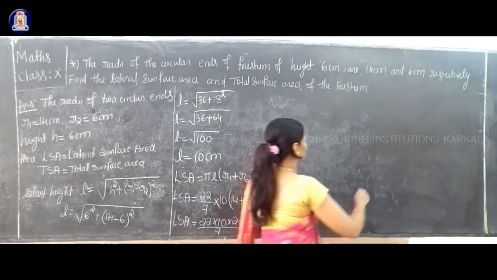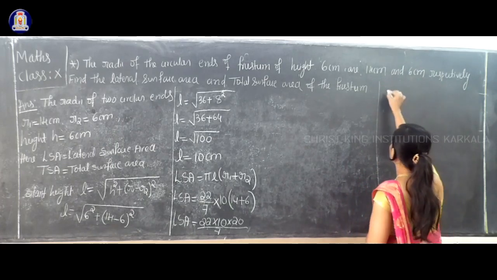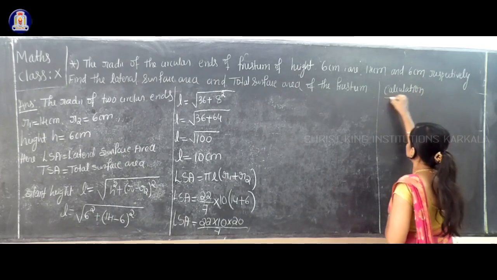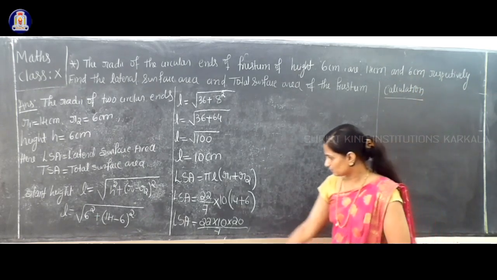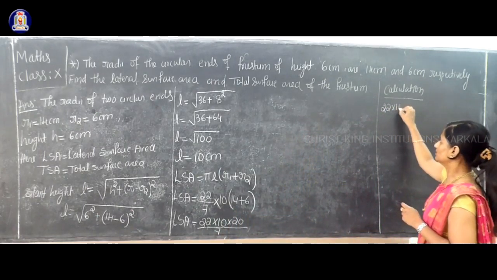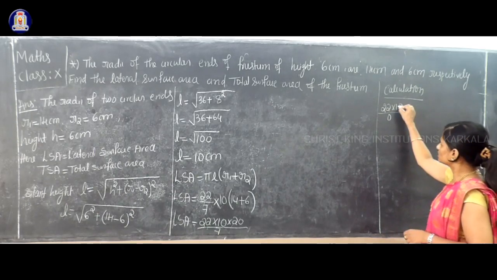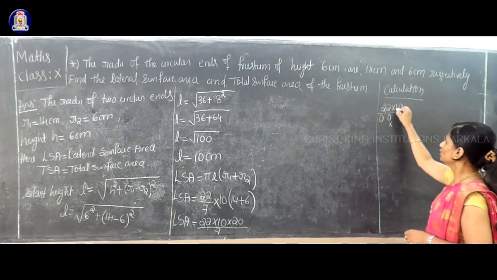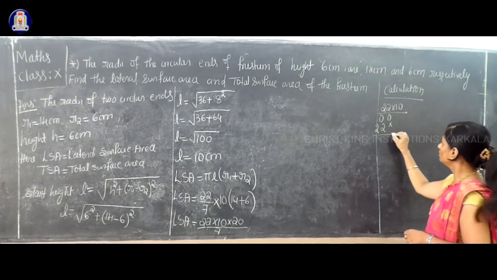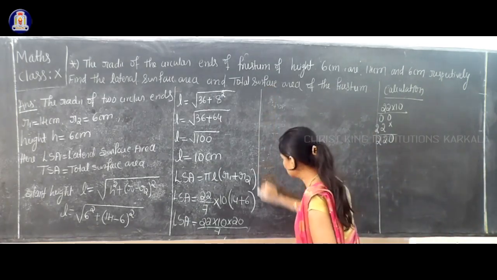So now this is the simplification part, that is the calculation. How to do that calculation? First I do 22 into 10. Simplify as you wish. 0 into 2 is 0. 1 into 2 is 2. Directly you can write the answer if you know. So it is 220.